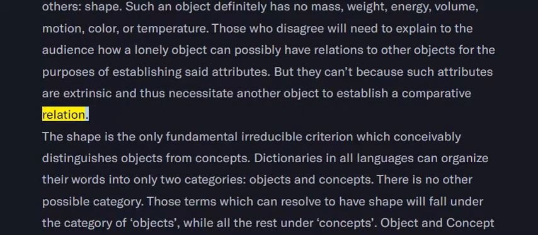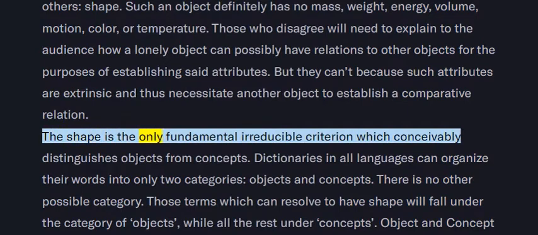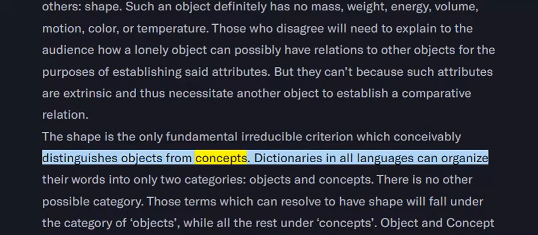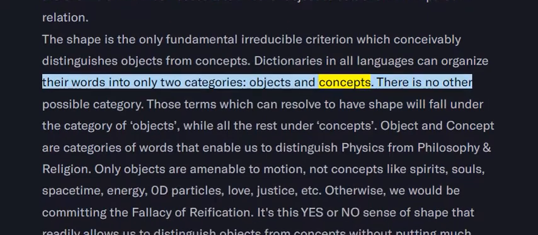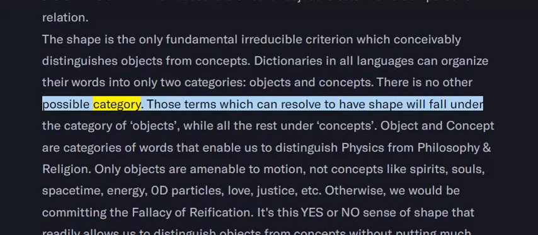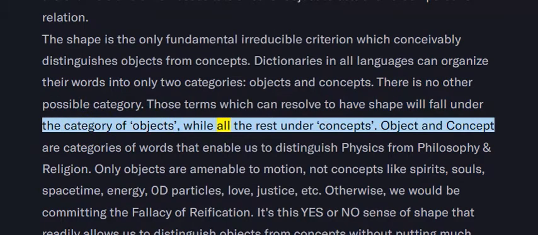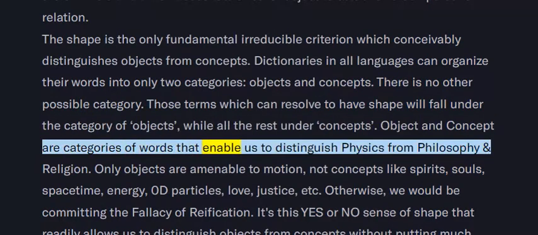The shape is the only fundamental irreducible criterion which conceivably distinguishes objects from concepts. Dictionaries in all languages can organize their words into only two categories, objects and concepts. There is no other possible category. Those terms which can resolve to have shape will fall under the category of objects, while all the rest under concepts. Object and concept are categories of words that enable us to distinguish physics from philosophy and religion.